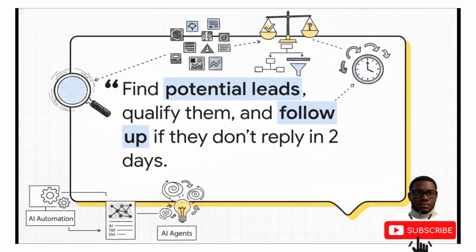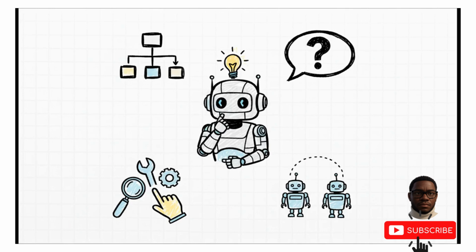I mean, just look at the difference in this instruction. This isn't a simple if this, then that. This is a complex, multi-step objective. The agent has to figure out how to find leads, what criteria makes them qualified, and how to handle the whole follow-up process. It's a mission, not just a command. And an AI agent can do all of this because it's got some incredible capabilities. It can reason and create its own plan. It might even ask you questions if the goal isn't totally clear.